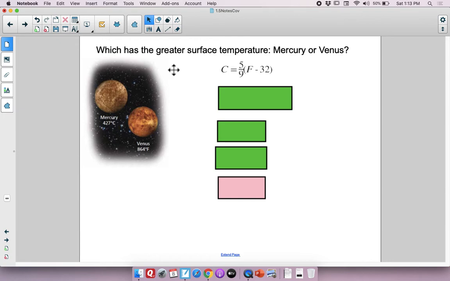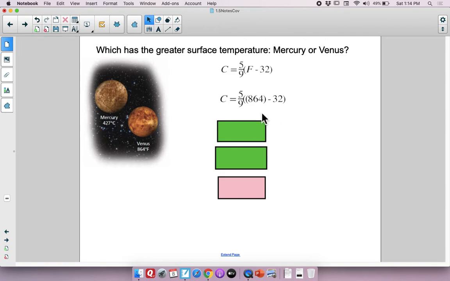Okay, so here's another one. Which is the greater surface temperature, Mercury or Venus? And you can see Mercury, you're told, is 420 degrees Celsius. Venus is 864 degrees Fahrenheit. So what are you going to need to do to answer this question? Yeah, you're going to need to convert either Mercury Celsius into Fahrenheit or Venus Fahrenheit into Celsius. And since we're given the formula in this state, probably we want to just plug in F over here for Venus and figure out what it is in Celsius.